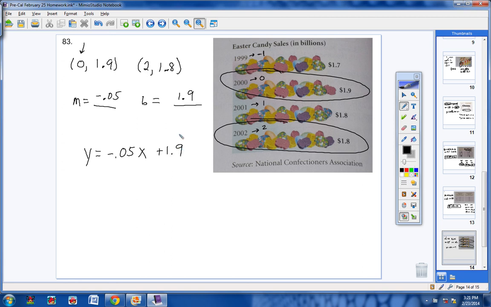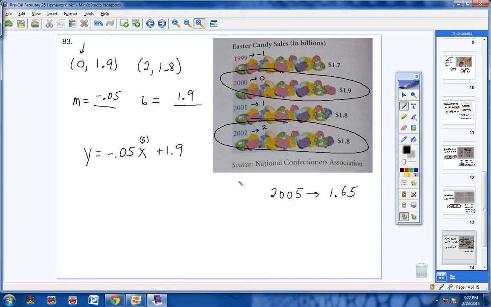Now it says estimate the sales of candy in 2005 and 2010. Well, students, that's going to be really easy. 2005 is represented by the number 5, so I'm going to substitute a 5 right here for x. Okay, and so I have negative 0.05 times 5 plus 1.9, and we're going to get 1.65, that's billion dollars, $1.65 billion in Easter sales that year. Still relatively close to all of these being pretty much the same.